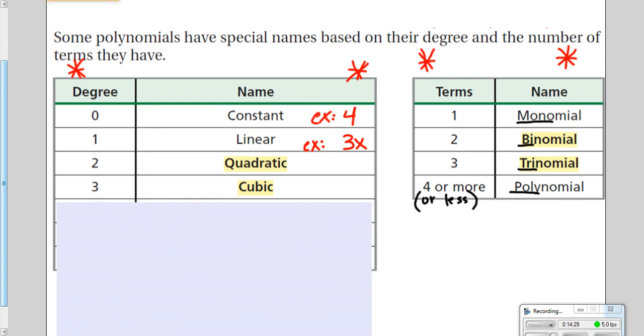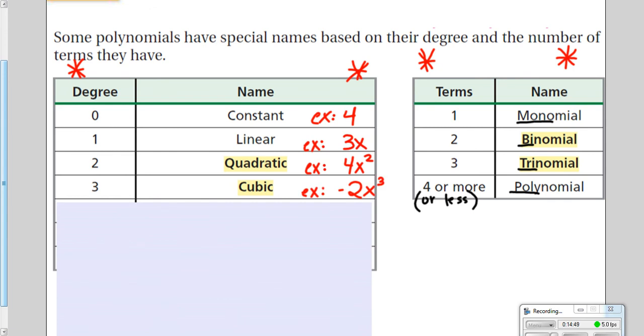Now, quadratic, that's when you have a degree of 2. An example of that would be like 4x squared, right? That has a degree of 2 because the exponent's a 2, and that would create something called a quadratic. Cubic is the last one that we're going to talk about, and that's when you have a degree of 3, so like negative 2x cubed, okay?